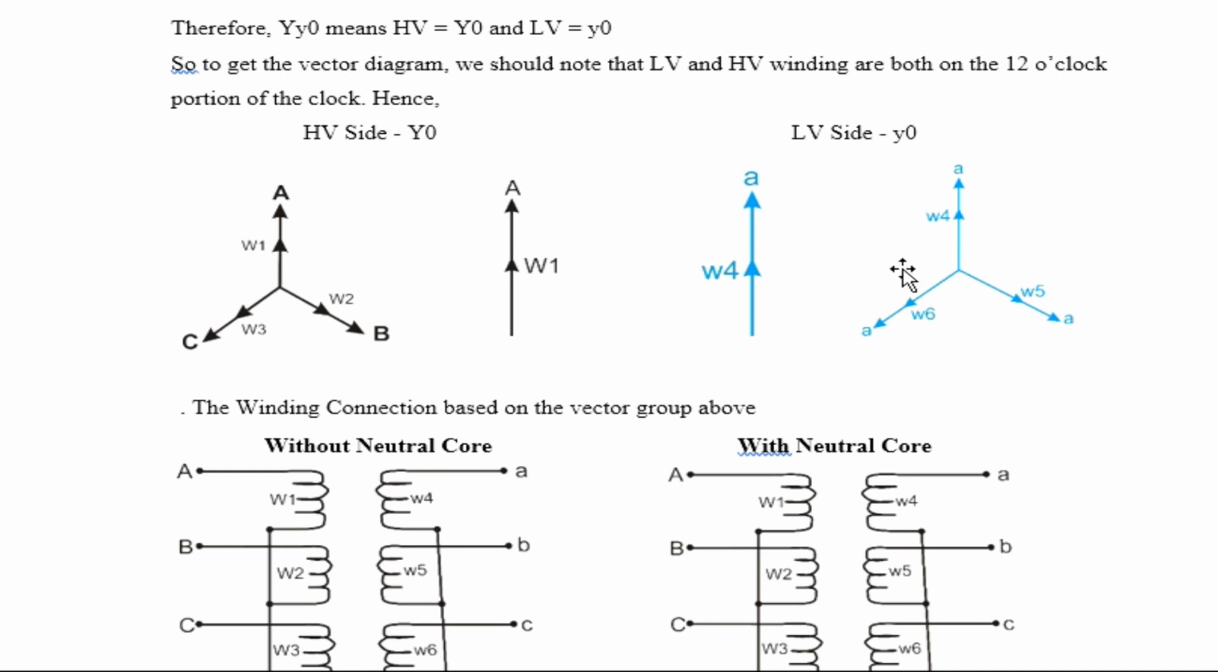For your low voltage winding, you have W4, W5, W6. That's to show you that there are 6 windings on the transformer. So that's for the low voltage side. Your W4 now, if you look at it, is connected to A. Therefore, W5 is connected to B. This is B. Your W6 is connected to C. This is C. So this is small a, small b, and small c.